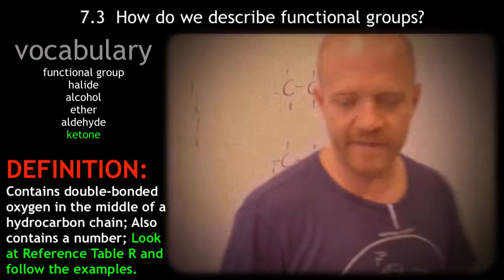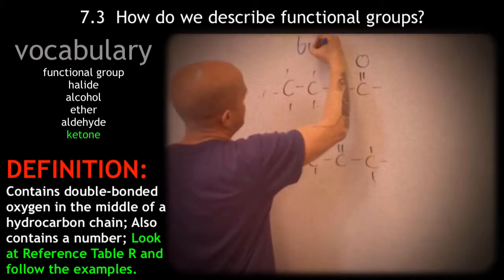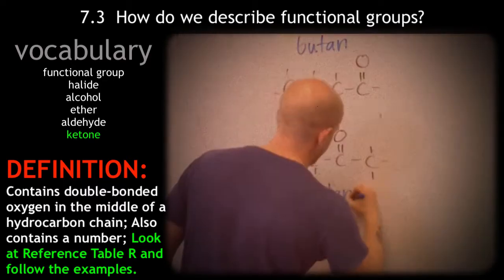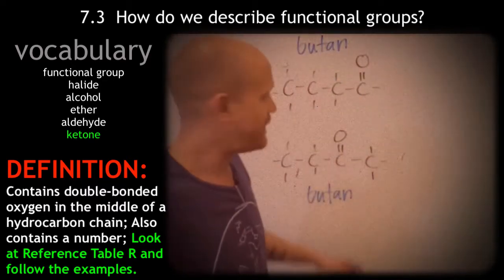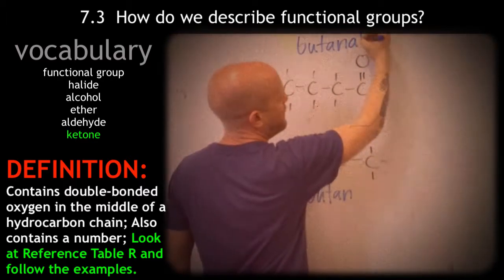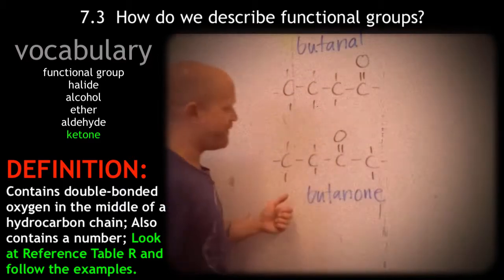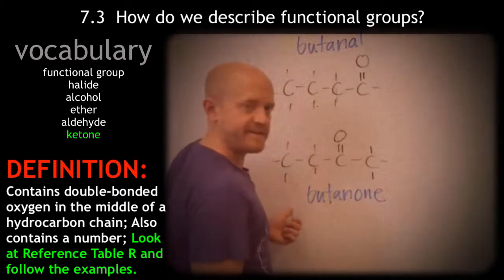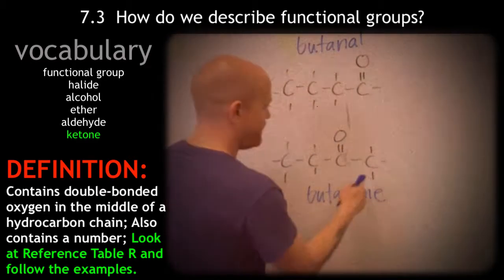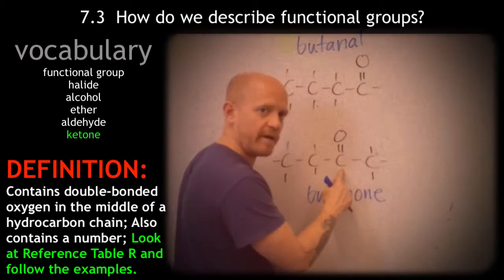So these both have the root of butane, and this is also the root of butane, but they have a different ending. So this is an aldehyde, so it is butanal, and this is a ketone, so it is butanone. However, we need to specify which number this is. There is only one ketone for the butane, because it cannot be on the first carbon, because that would make it an aldehyde. It has to only be on carbon 2.